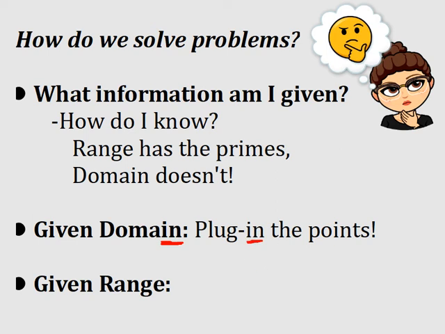And then given the range, if that's the first thing that we're given, your A primes, your B primes, we need to set the first equal to the first and the second equal to the second, and then solve. This will make more sense in just a minute.